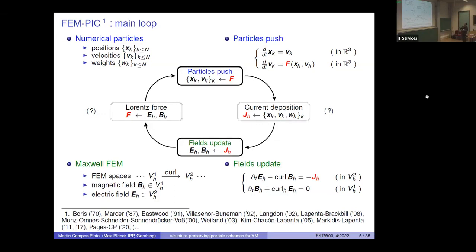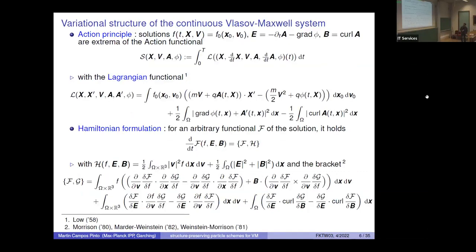And I should stress that the two discretization ansatz are completely different. Okay, the particles are completely unstructured. The positions and velocities can be completely arbitrary here, and these discrete fields need to belong to these finite dimensional spaces. Okay. And when I say long time stability, I have in particular in mind the Hamiltonian structure of the Vlasov-Maxwell system.